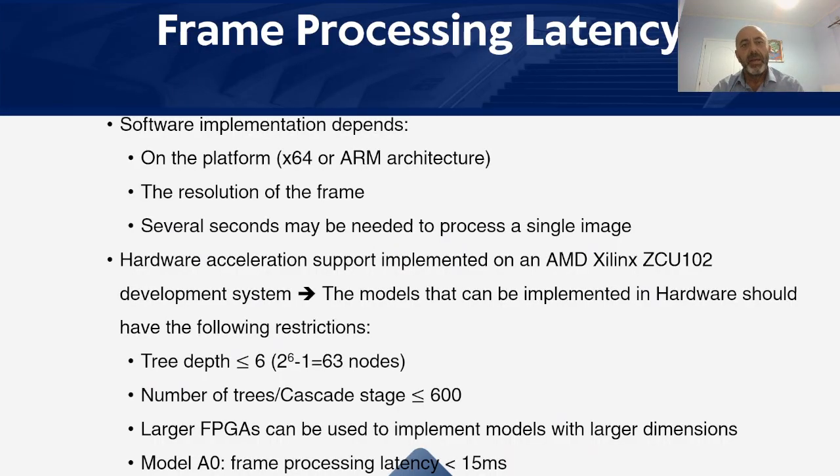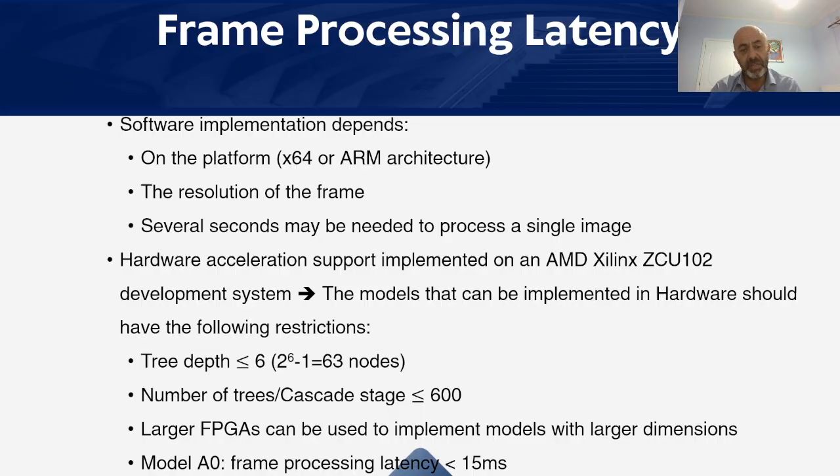Now, concerning the frame processing latency, we can say that the software implementation depends on the platform, whether it is x64 or an ARM architecture. The latency is proportional to the resolution of the frame that is analyzed, and thus several seconds may be needed to process just a single image. But with the hardware acceleration support that we have implemented on an AMD Xilinx ZCU102 FPGA development system, the models can be implemented in hardware only if the following restrictions hold.